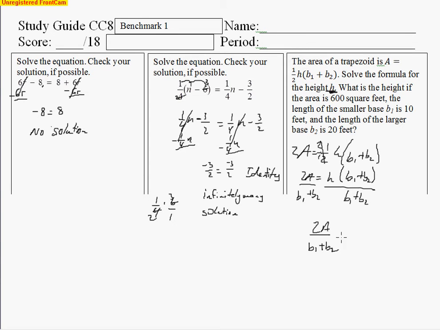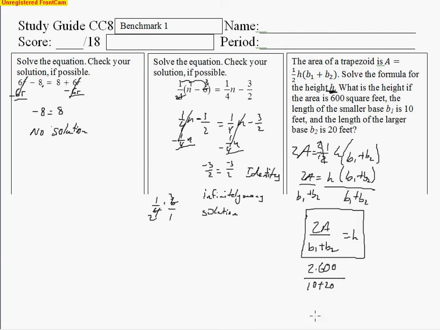And I've got this as the expression solved for h. And so now, since I've got that part solved for, I'm going to go ahead and substitute in some numbers. So it says, what is the height if the area is 600? So 2 times 600. And base 1 is 10, and base 2 is 20. So 10 plus 20. So the fraction bar is a grouping symbol. It says I have to do the work in the grouping symbol first. So I'm going to combine those two.